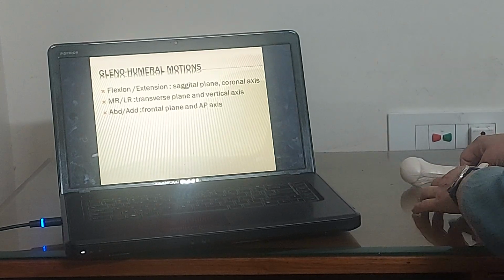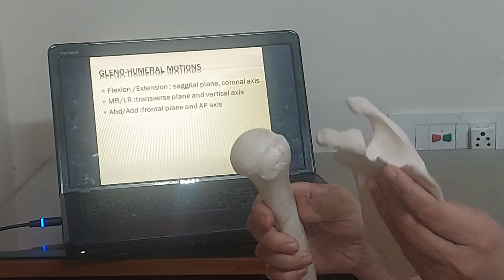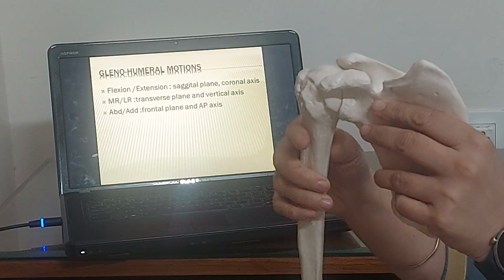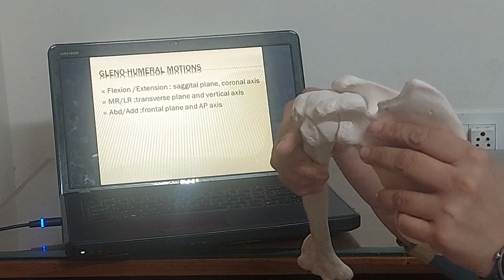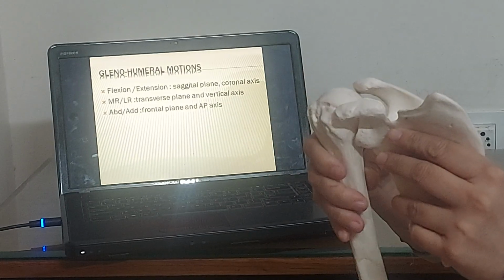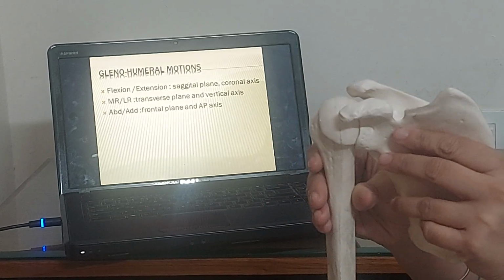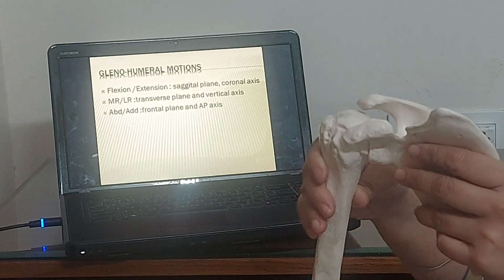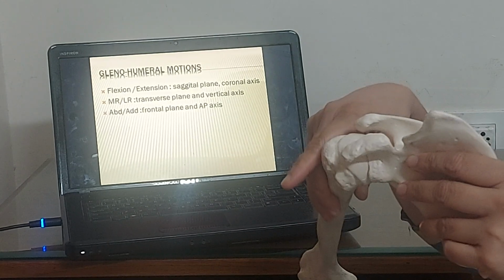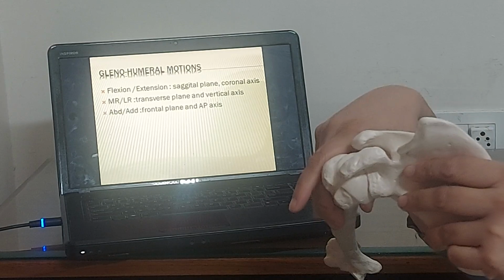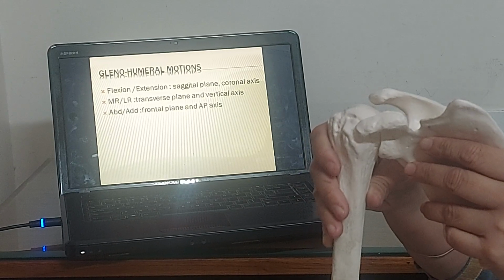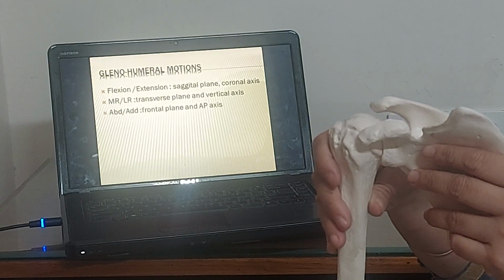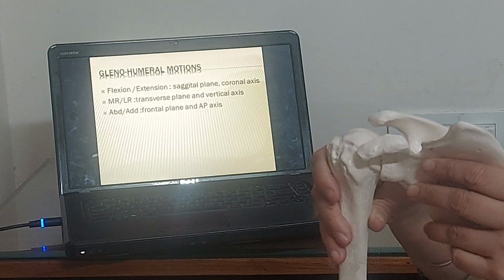Now, if you can see, this is your shoulder complex. The motions are flexion, extension, abduction, adduction, and internal and external rotation. Now, this is the simple kind of motion. This is flexion and extension. Flexion and extension take place in the sagittal plane, and in the sagittal plane you already know that it is a coronal axis, that is, the x axis.